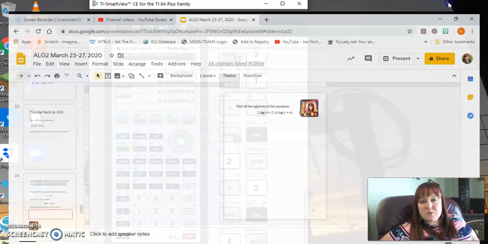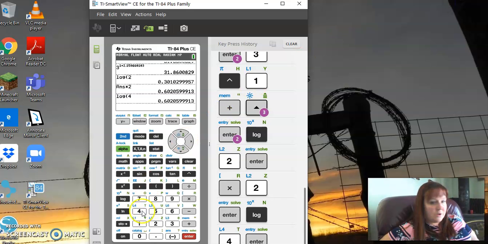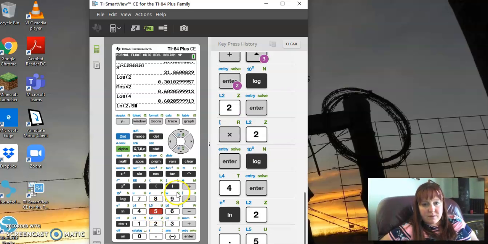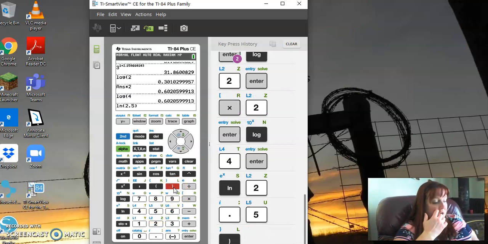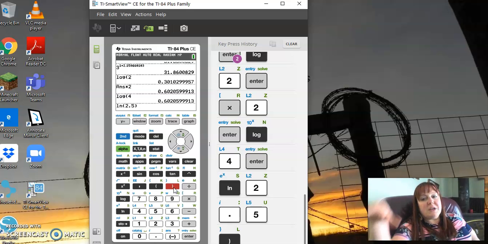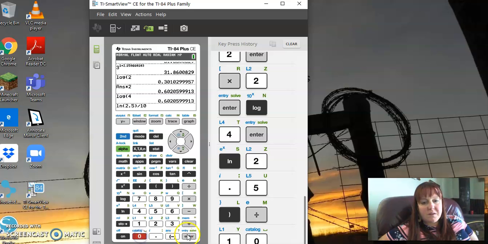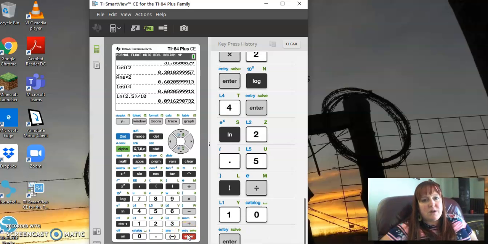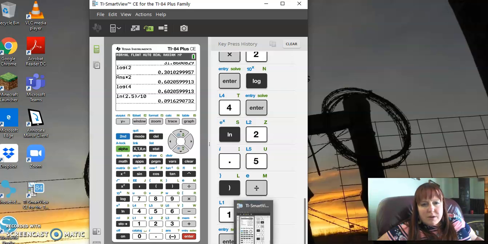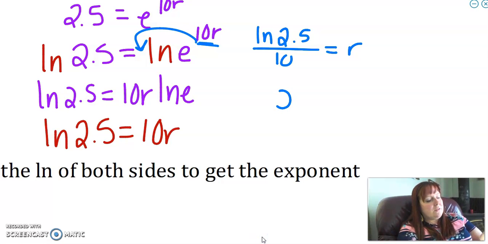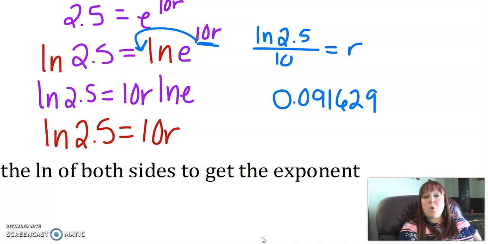Okay, so we pull up our calculator and we do ln of 2.5. Now make sure you close your parentheses because we're not doing ln of 2.5 divided by 10. We're doing ln of 2.5, divided by 10, right? So ln of 2.5 divided by 10. And we get 0.091629. Let's write that down. So we get 0.091629, right?